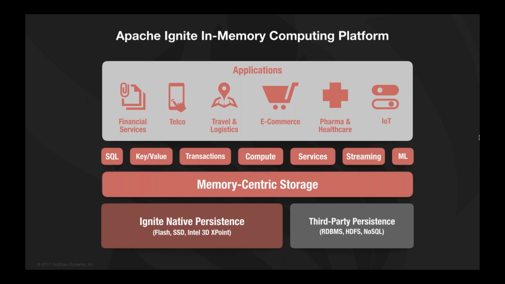Another difference between a third-party persistence and Ignite native persistence is that if for some reason your whole cluster goes down, then once you restart your cluster, you have to preload all the data from your third-party database into memory.